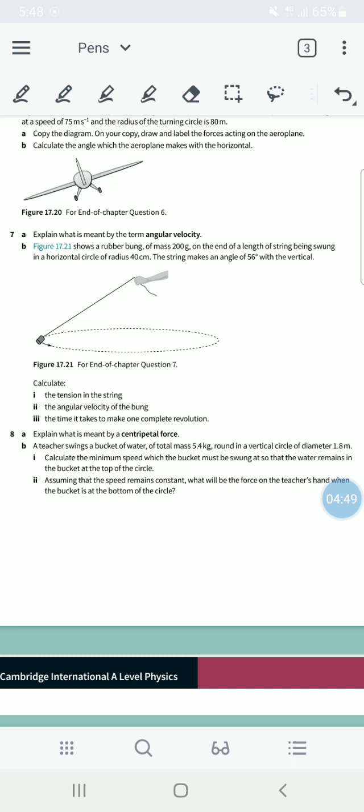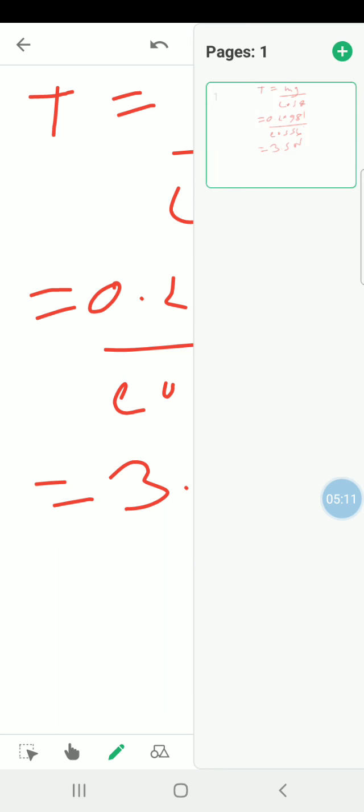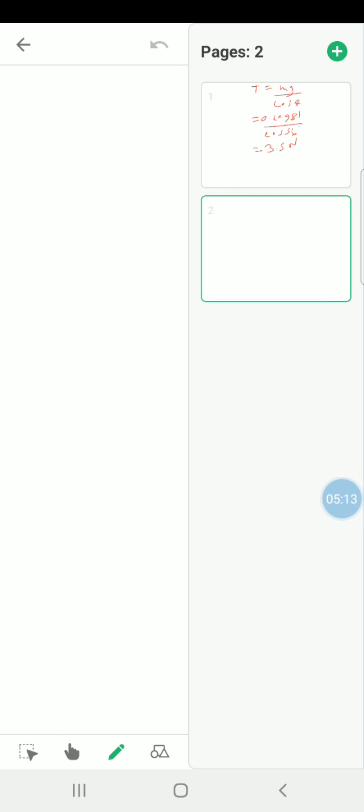Then part 2, the angular velocity of the bung. The angular velocity of the bung is what they are asking. Now, before we find the angular velocity, we need to find out the centripetal force. So centripetal force in this occasion is the horizontal component, that is going to be T sine theta. So you use the same procedure to find out T sine theta.